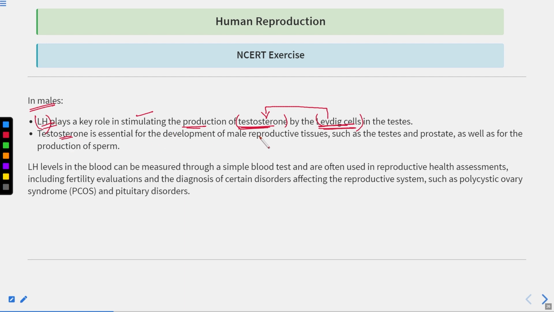Now, testosterone is essential for the development of male reproductive tissues such as the testes and the prostate, as well as for the production of sperms. So, testosterone is an androgen. It is a male sex hormone. Now, LH levels in the blood can be measured through a simple blood test and are often used in reproductive health assessments, including infertility evaluations and diagnosis of certain disorders affecting the reproductive system, such as polycystic ovary syndrome and pituitary disorders. Alright, this is clear.